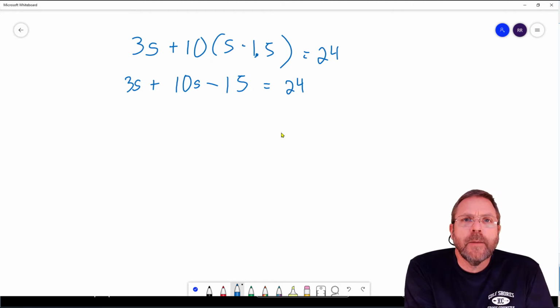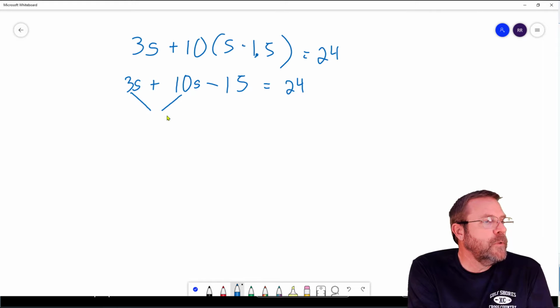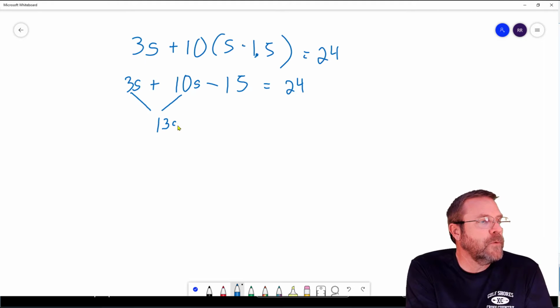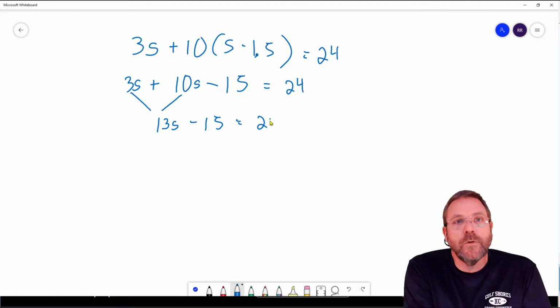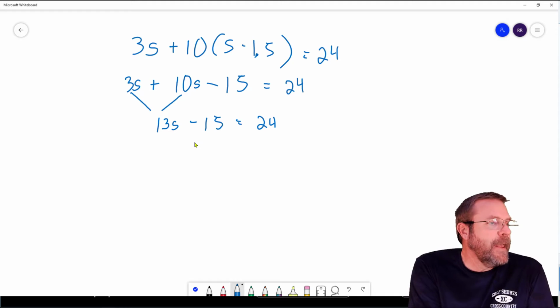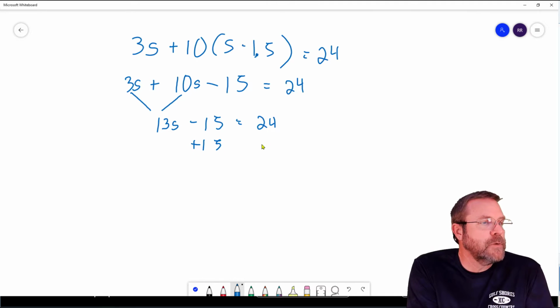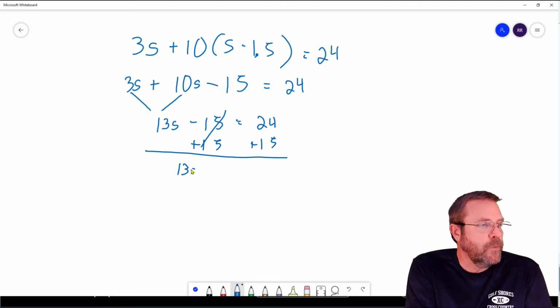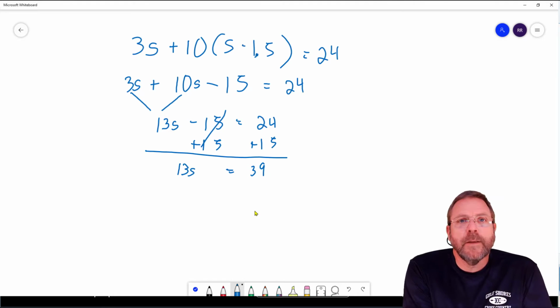Now I'm going to combine my like terms. 3s plus 10s gives me 13s, minus 15 is going to equal the 24. I'm going to undo addition and subtraction by adding 15 to both sides, on the left and on the right. That zeros out on the left, leaving 13s is equal to 24 plus 15, which is 39.